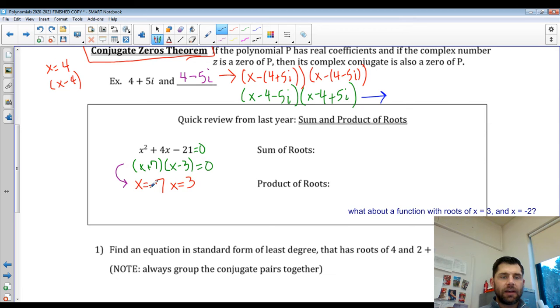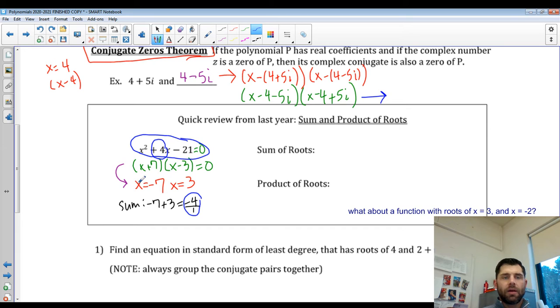So if I take my two roots, the negative 7 and the 3, and I add them together, if I find the sum, negative 7 plus 3 is obviously negative 4. And I'm going to write it as negative 4 over 1. If you look at how this relates to your original equation, the sum of the roots, that negative 4 over 1, is the b value, just with an opposite sign.